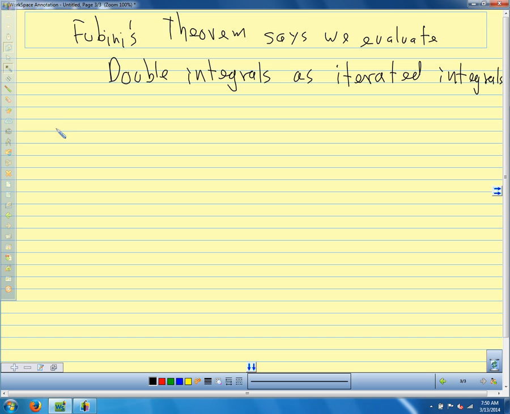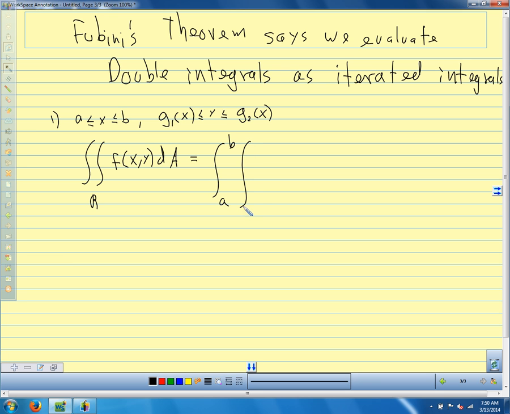And so what that tells us is, for a less than or equal to x less than or equal to b, and just like we've been doing, g1 of x less than or equal to y less than or equal to g2 of x, this double integral over R of f of x y dA is the iterated integral from a to b, g1 of x to g2 of x, of f of x y, dy dx. And this is for our vertically simple region.